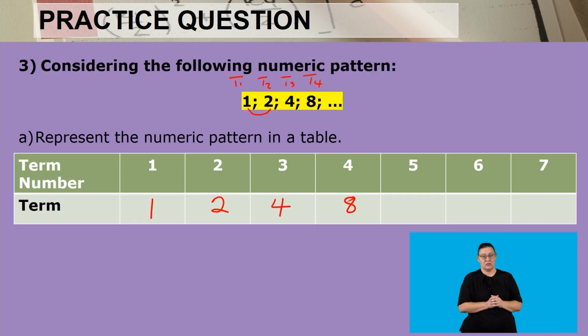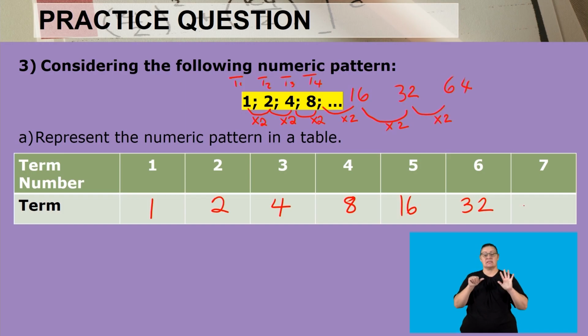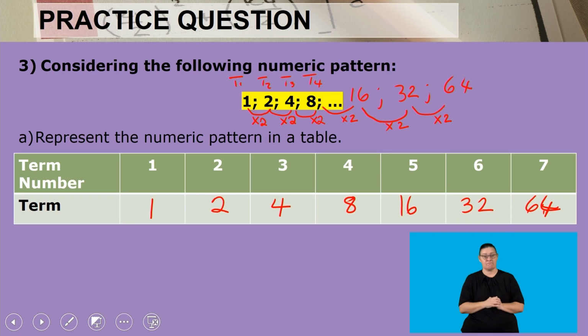So we can see that from term 1 to term 2, yes, we are multiplying by 2. From term 2 to term 3, we are multiplying by 2. This means this is the constant ratio, because even from term 3 to term 4, we are multiplying by 2. Now, let's multiply by 2 so that we can get to the fifth term. So from 8, if we multiply by 2, we get an answer of 16. From 16, if we multiply by 2, we get an answer of 32. And from 32, if we multiply by 2, we get an answer of 64. So that would be now the first 7 terms here. So now we've represented our numeric pattern in a table.